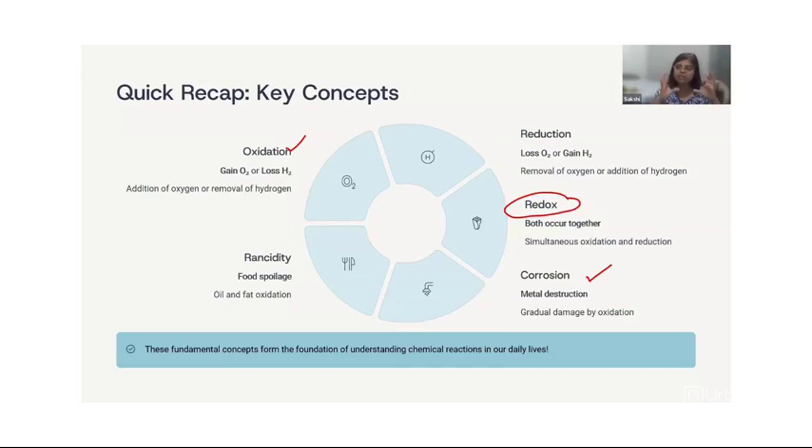That's why the ships and the large structures which are made up of metal go into annual repairing where they are painted. Galvanization is done. Basically, galvanization is coating with a layer of zinc. We would study about that in detail, right? Okay, next is rancidity. Rancidity is again food spoilage because of the oil and fat that is present in the food. It gets oxidized, right? So these are the concepts that we studied today. And it would also strengthen your understanding of chemistry in everyday life, right?